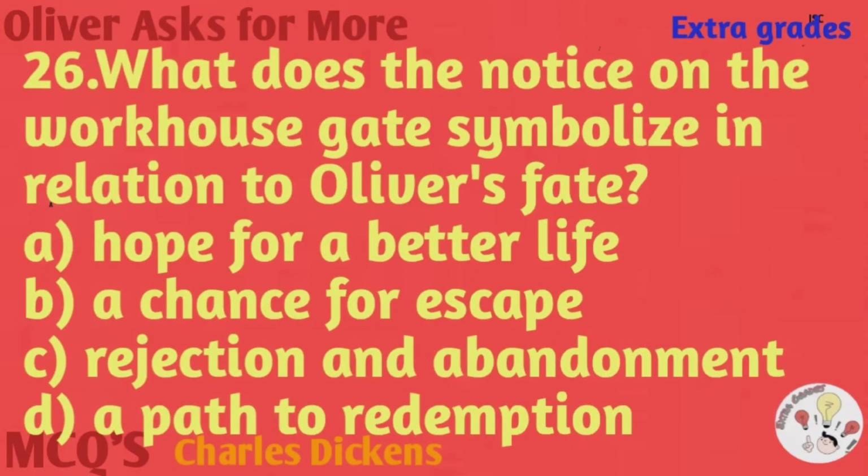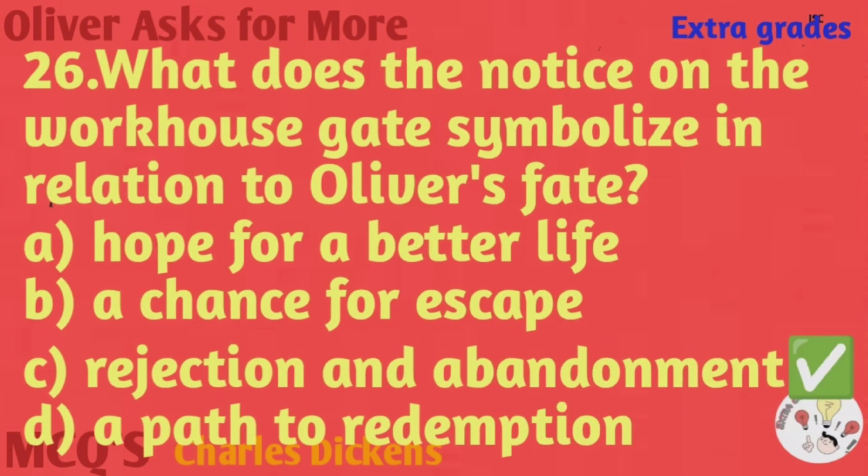Question number 26. What does the notice on the workhouse gate symbolize in relation to Oliver's fate? And the options are A, hope for a better life, B, a chance for escape, C, rejection and abandonment, D, a path to redemption. And the correct option is C, rejection and abandonment.